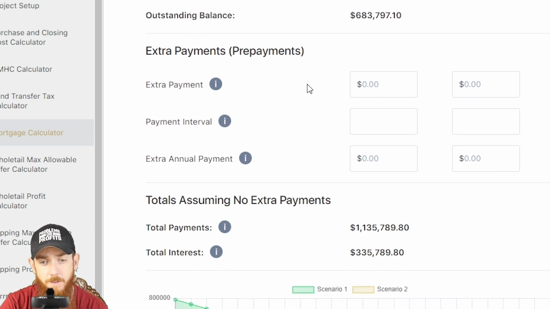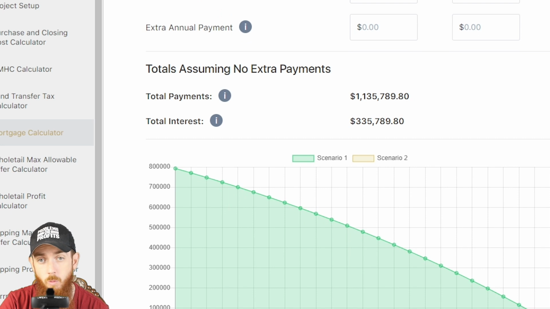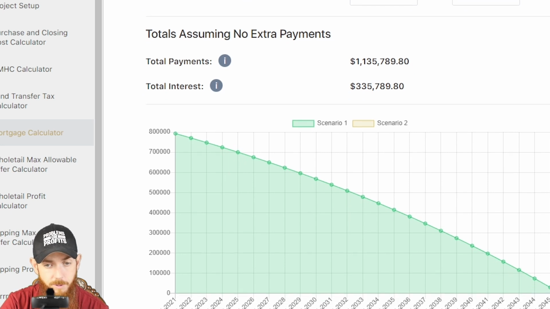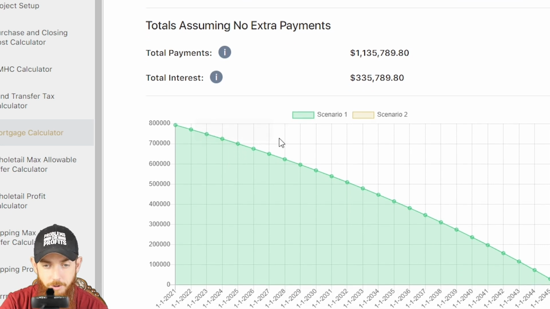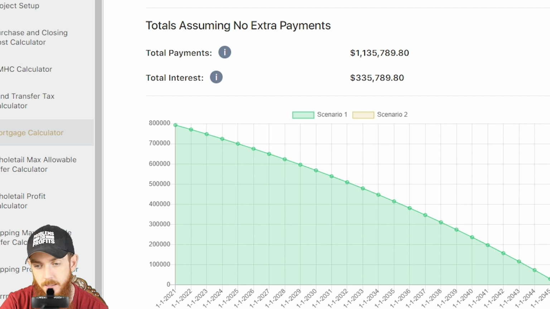Now, moving down, if you were going to be making some extra payments, we do have fields here where you can put that in. And again, just really trying to help our investors be able to predict what they can expect when it comes to their investment property. Now, we've got your generic graph that every mortgage calculator has. At any point in time, we can hover over and see where we land in that regard.